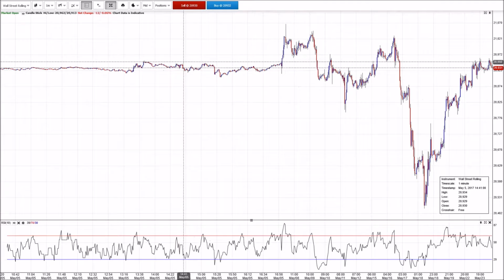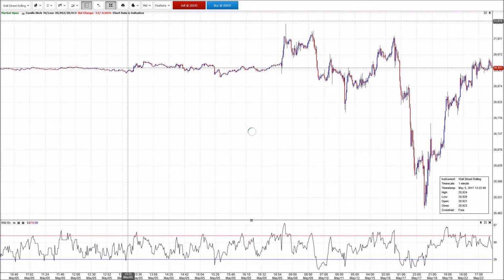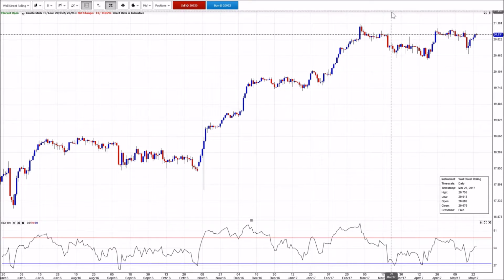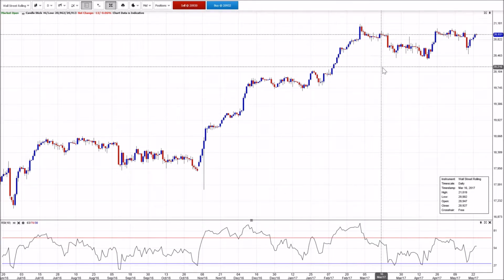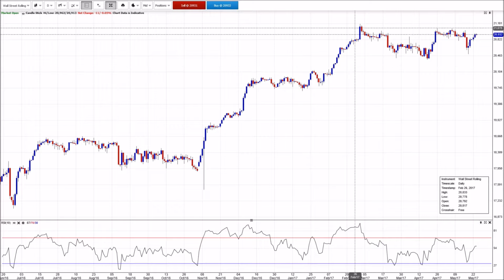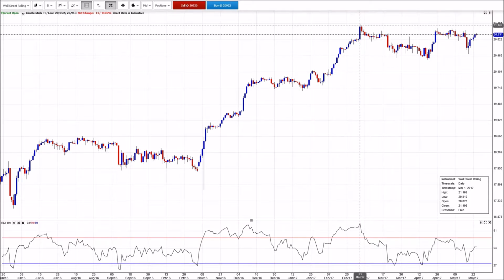Let me flip it over to a daily that we saw at the beginning of March. There we go. So the Dow high is around 21,180, up here on the 1st of March, and we're still a way away from that. Maybe 200 to 300 points away from that level.